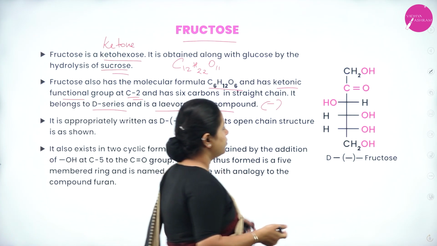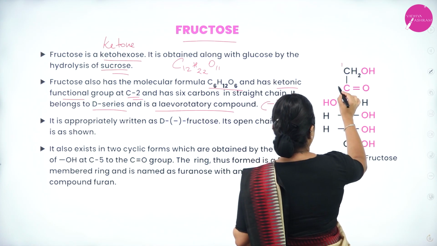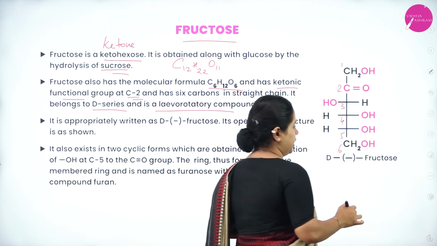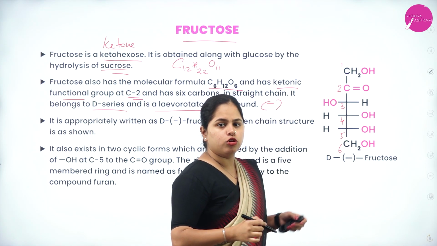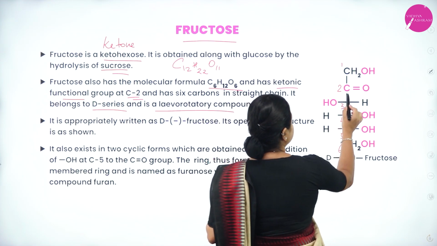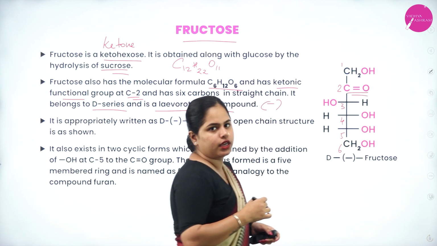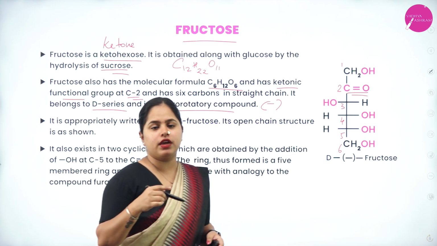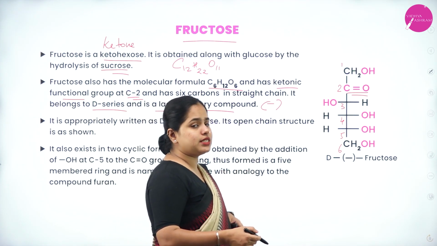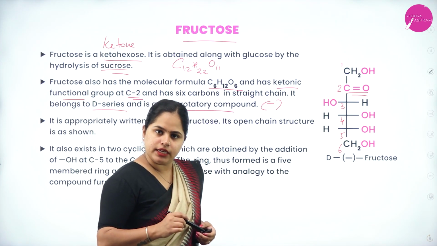So let's see here, this is the first carbon atom, second, third, fourth, fifth and sixth carbon atom. Again, like in glucose, all the 6 carbon atoms will be in the straight chain itself, and you can see on the second carbon atom you have the ketone. In glucose we have studied that on the first carbon atom itself you have the aldehyde group. Here on the second carbon atom you have the ketone.